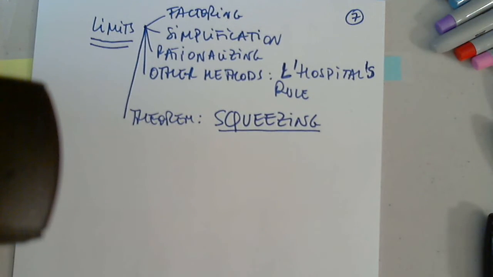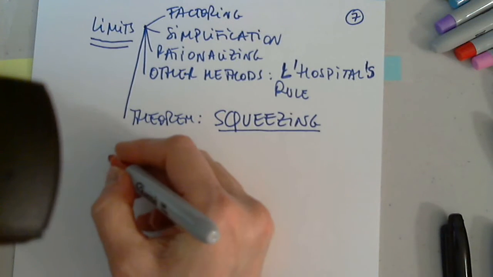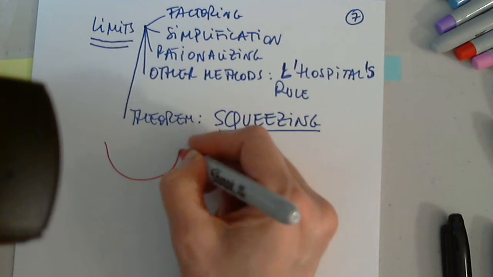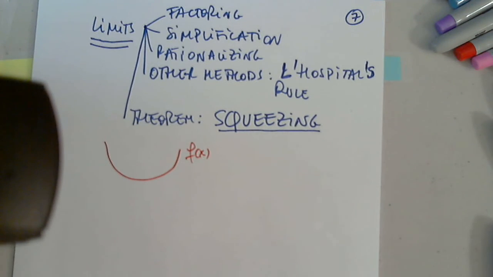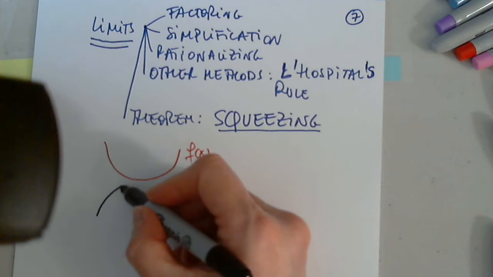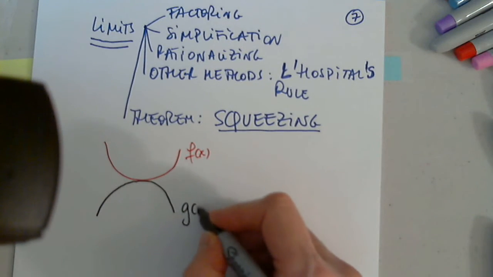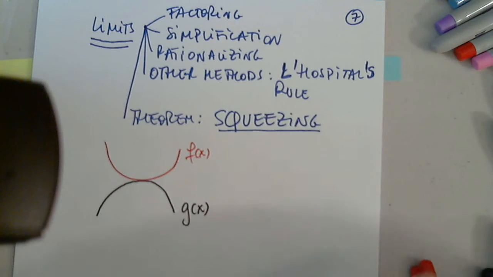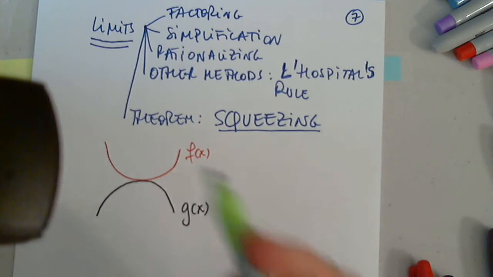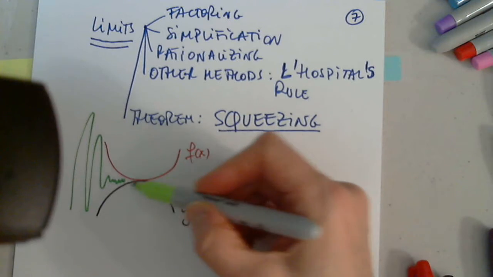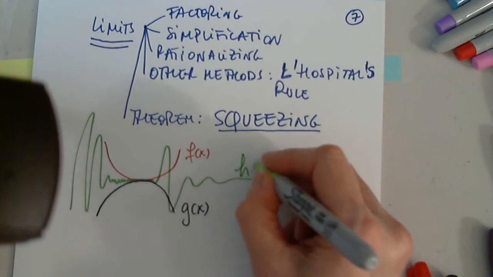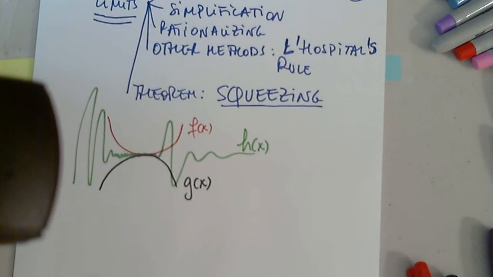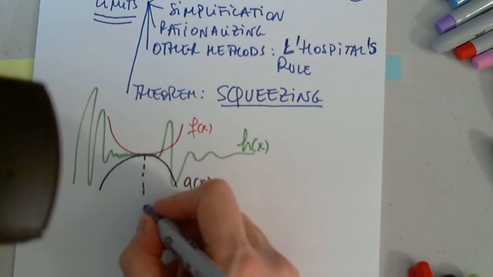And here is the premise of the theorem. Let's suppose I have a function that is f of x. Let's suppose I have another function, g of x. And let's suppose I have a function that does whatever, but is squeezed here, and then it does whatever. I'm going to call that h of x. So all this action happens near A.